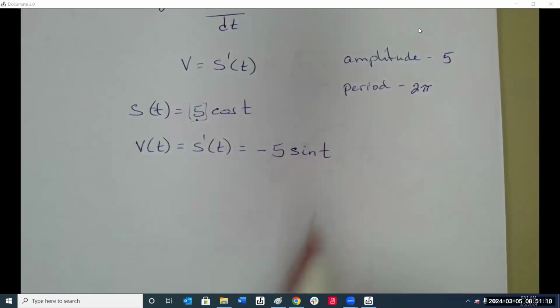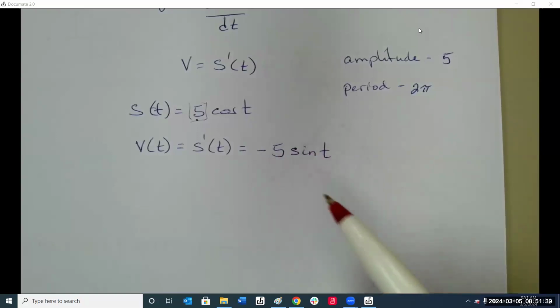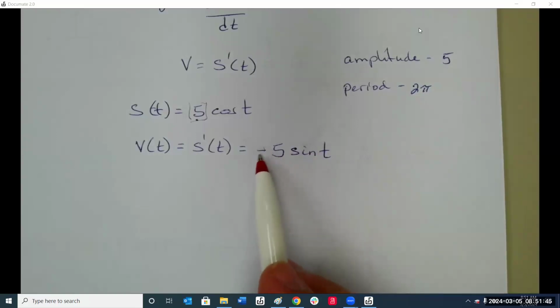Now, what does this tell us? At what point t does this give us the greatest value? The greatest change of velocity? At time equals 0, what's the sine of 0? 0, 0 times, that's 0. That's not the greatest. Basically, since it's -5 here, when is sine -1?